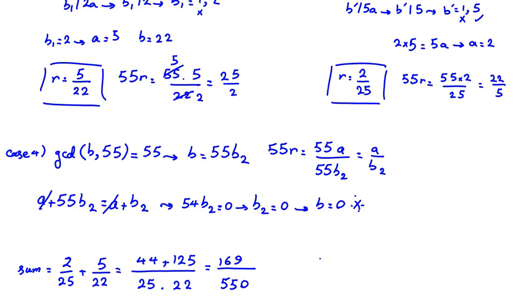Now the problem says in lowest terms. It is in lowest terms because 169 is 13 squared and the denominator is not a multiple of 13. So it is P over Q. The problem says find P plus Q, which will be 169 plus 550. So the answer is 719.